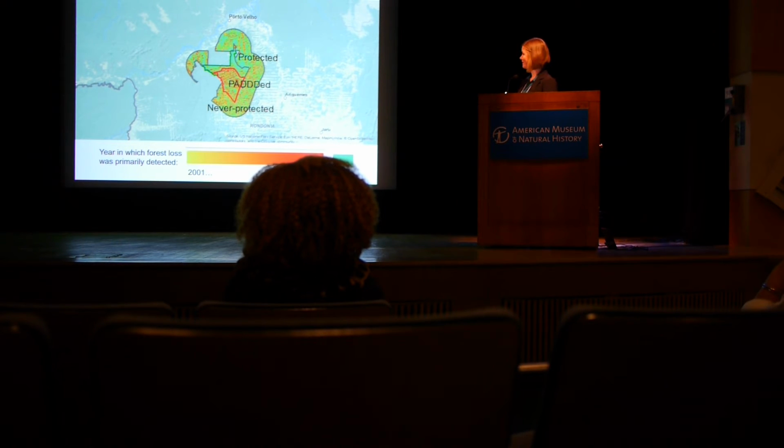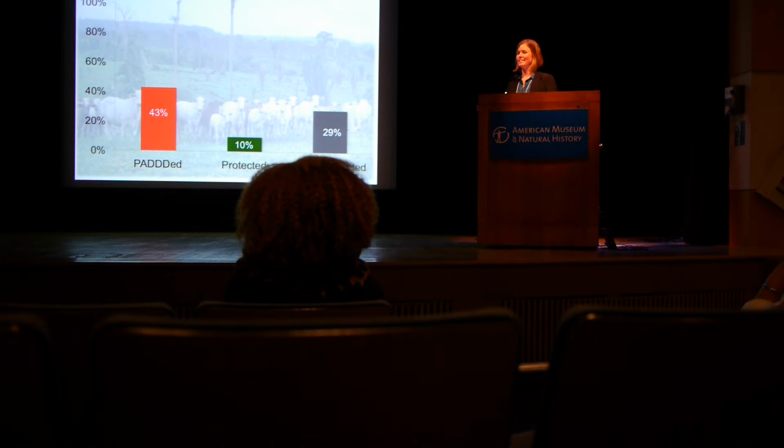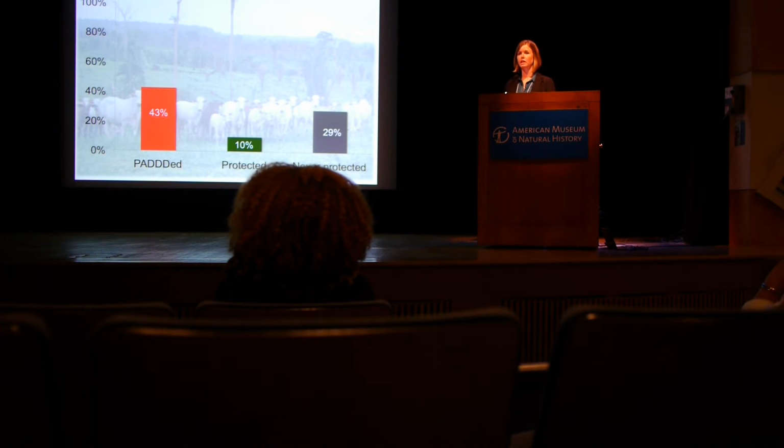So what did I find? Bom Futuro was greatly deforested, sadly. Its downsized area was 43% deforested. It lost 1/4 of its forest area over that time. Compare this to only 10% of the protected area losing its forest. And the downsized area was even more deforested than the area surrounding it, which was never even protected. And so we really can see that the downsized area was deforested rapidly and to a large extent.